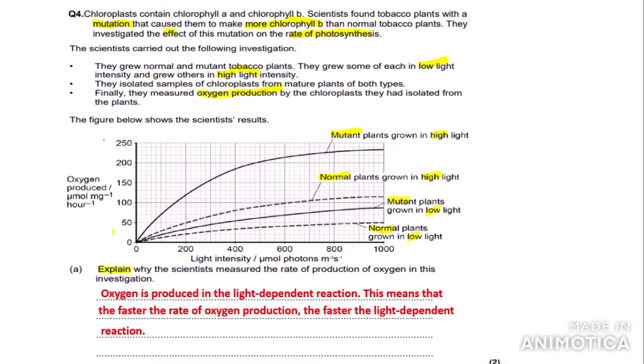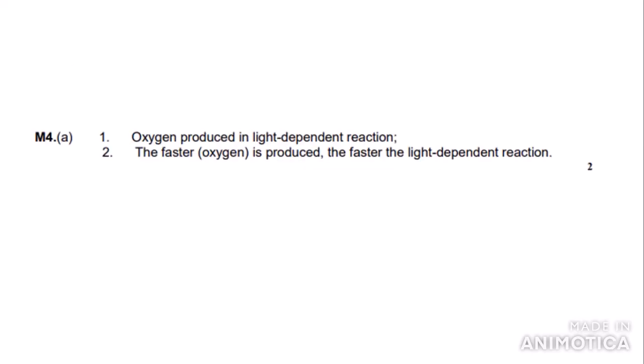So this is what I've written. Oxygen is produced in the light-dependent reaction through the photolysis of water. This means that the faster the rate of oxygen production, the faster the light-dependent reaction is. So let's look at the mark scheme. The first marking point says oxygen is produced in the light-dependent reaction, so we will get that mark. Then it says the faster the oxygen is produced, the faster the light-dependent reaction. So we would get both marks for that question.